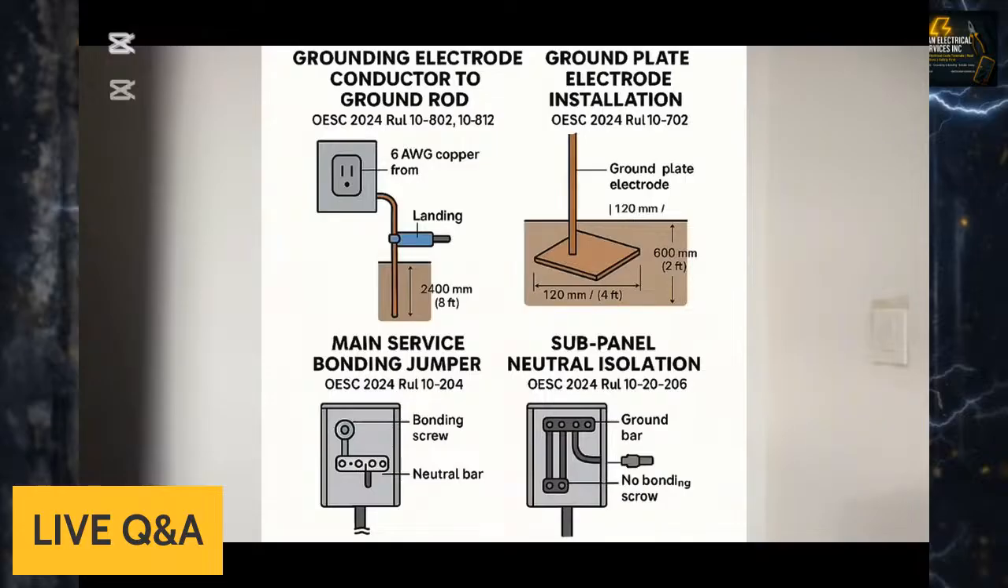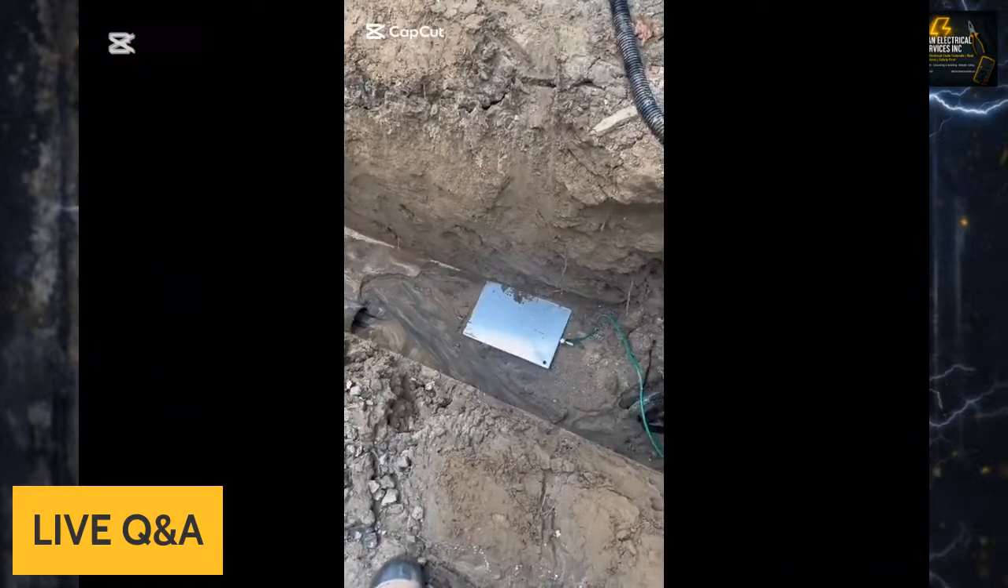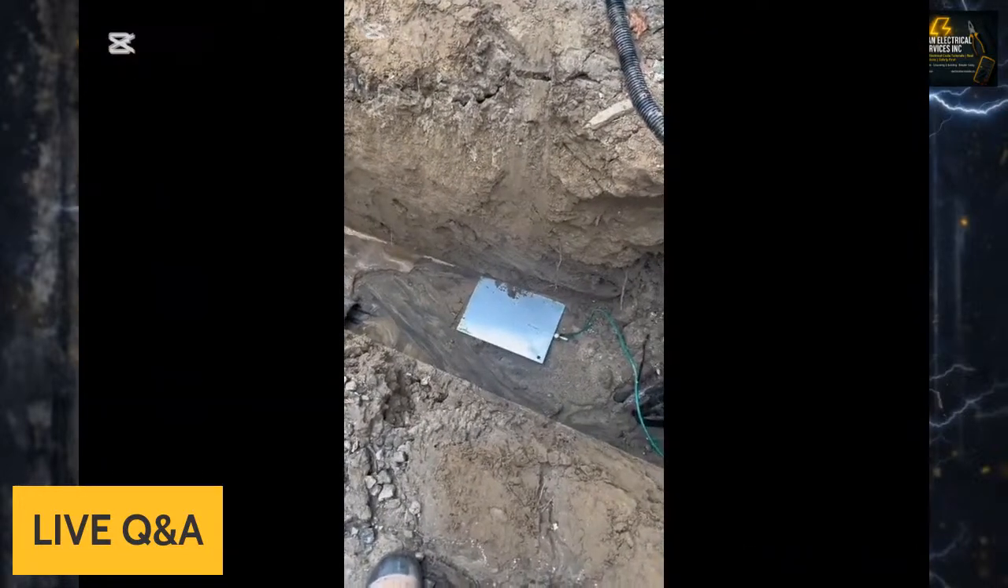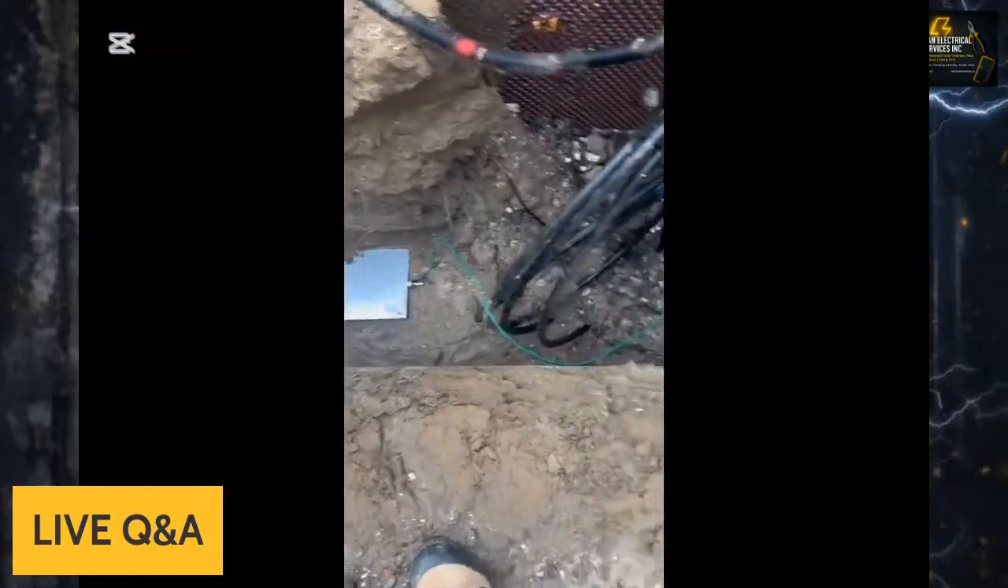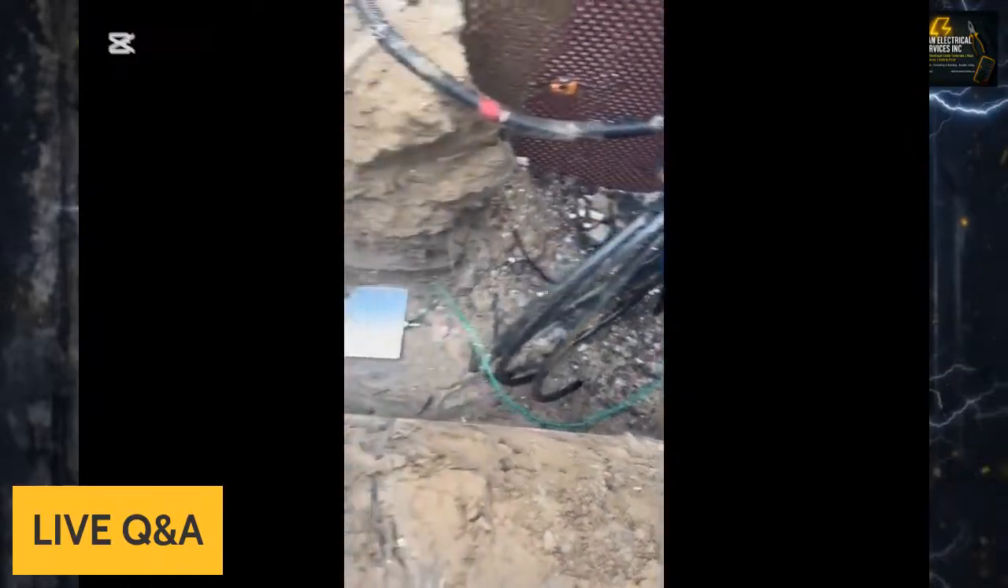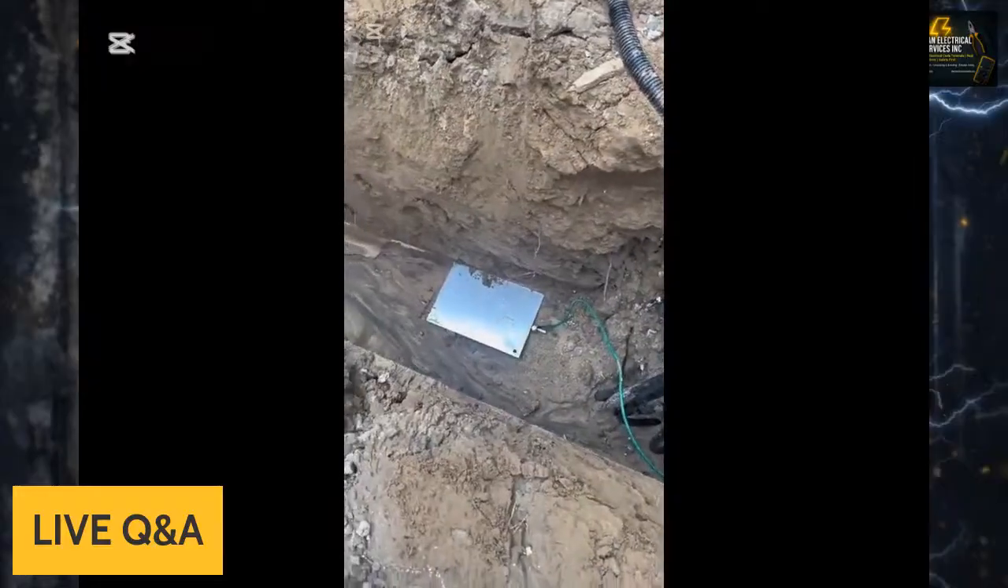One of the most common mistakes I see, even from licensed electricians, is confusing grounding and bonding. They are not the same thing. They do not do the same job, and mixing them up can cause serious safety issues. In this video, I'll explain grounding versus bonding clearly using OESC 2024 rules, so this never confuses you again.